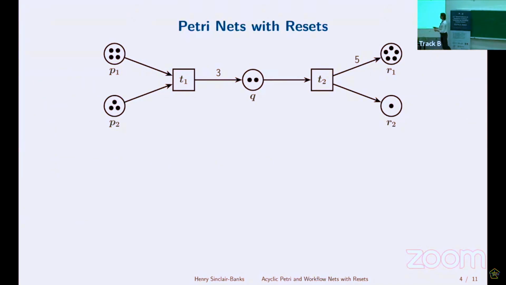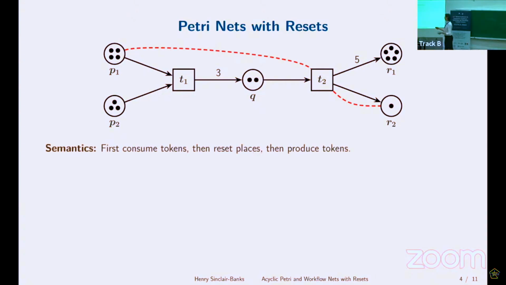This is a more powerful model. When I add resets, I'll denote this with this red dashed edge. So in this case, transition T2, when fired, resets P1 and R2. What does that mean? The semantics are as follows: first, a transition consumes, then it will reset, and then it will produce.